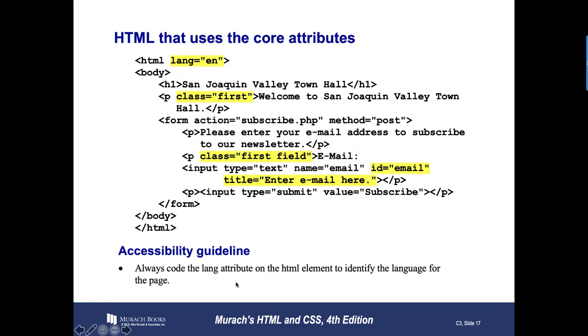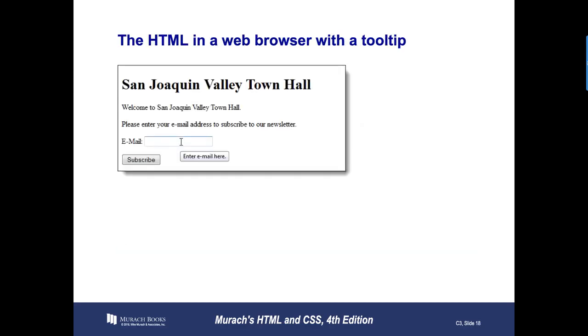And down here we have an accessibility guideline that says always code the lang attribute on the HTML element to identify the language for the page. And you saw earlier when I was using Emmet, it put that in there automatically for me. So that's what that little page looks like.